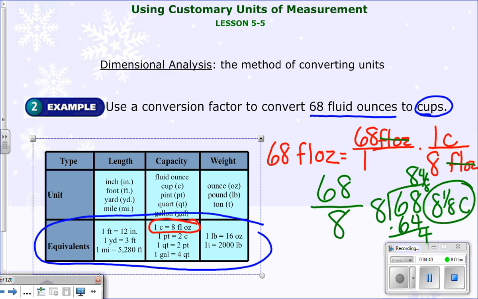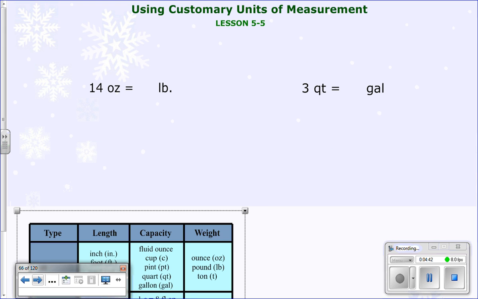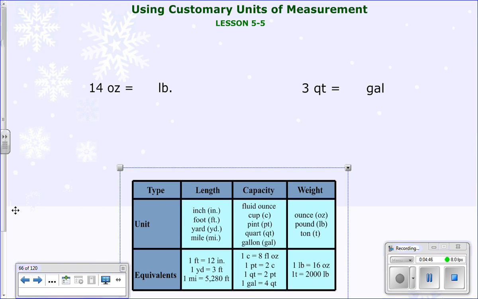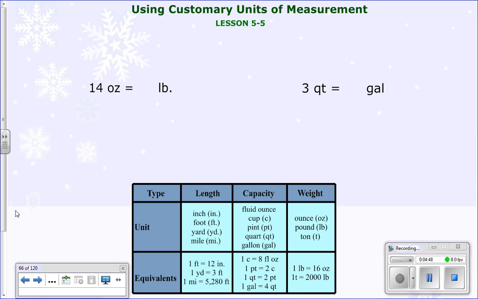All right, next problem. Again, we're going to do the same idea. And I'm going to lift my table up here so you can see it a little better. There we go. The first one, we need to switch 14 ounces to pounds. Again, the first thing you do, write 14 ounces, and you make it over 1. Now, your next one, you want to find the equivalent that talks from ounces to pounds.